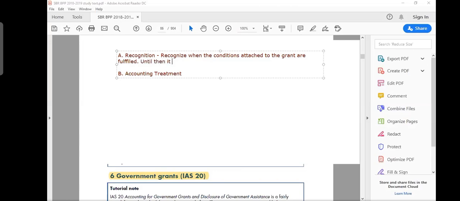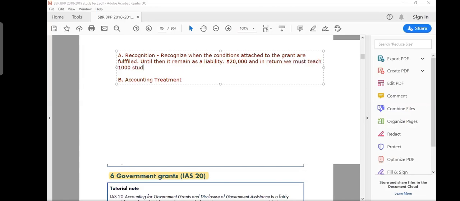Until then, it remains as a liability. So this is the key bottom line I'm explaining to you. For example, if I received 20 computers, or let's suppose $20,000 in the form of a government grant, and in return I must teach 1,000 students. So I have received a $20,000 grant, and in return, we must teach, I don't know, 1,000 students.